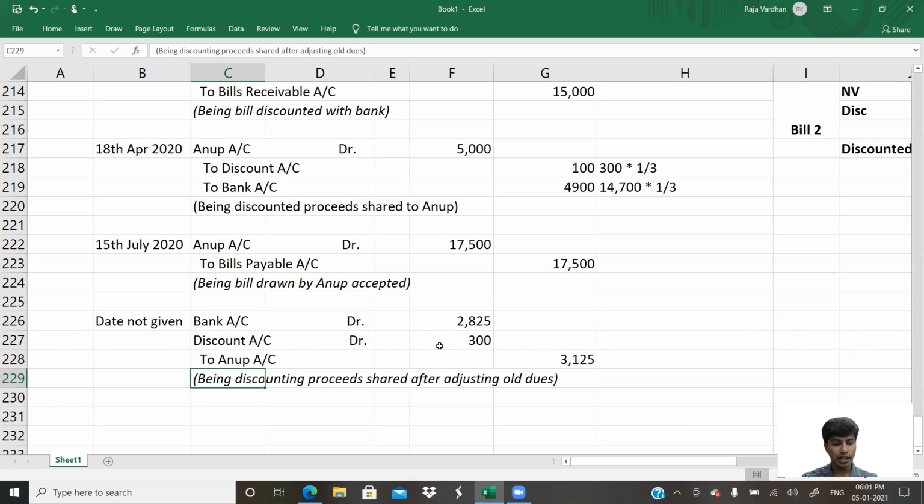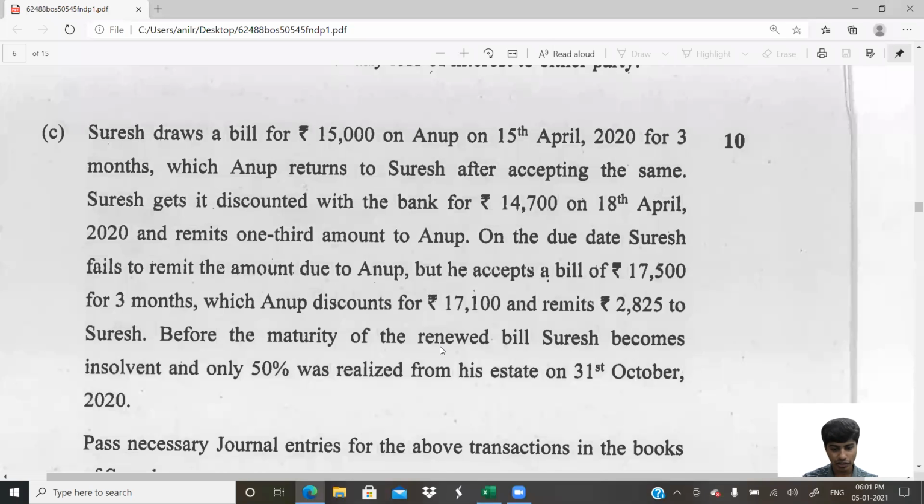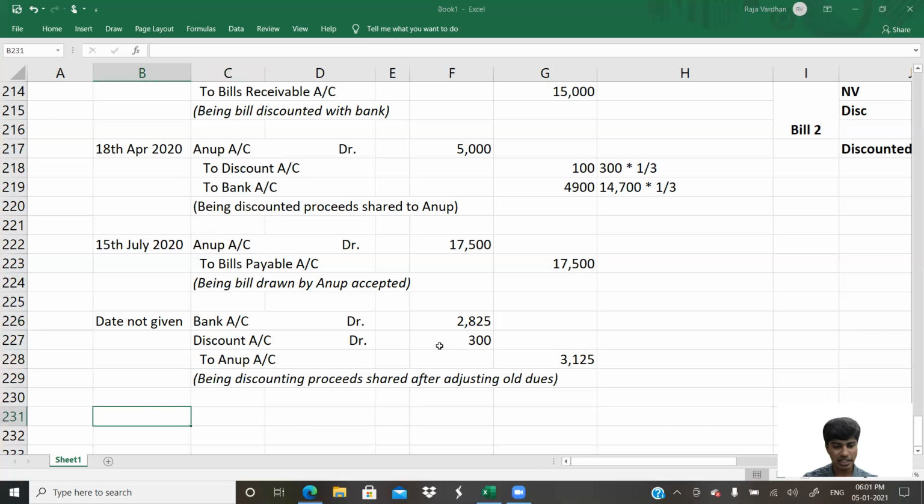He becomes insolvent. When he becomes insolvent, he's not able to pay the money. Okay, on the maturity date, the banker will go to Suresh. Suresh says, I don't have money. So when Suresh says, I don't have money, what is happening? It's a bill dishonored. So let us write the entry. Date not given, before the maturity date. We don't know what date it is. We'll just leave the date as not given.